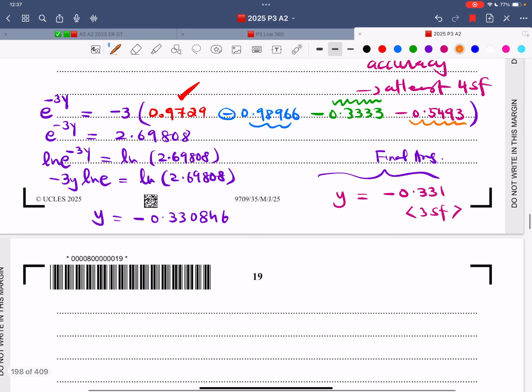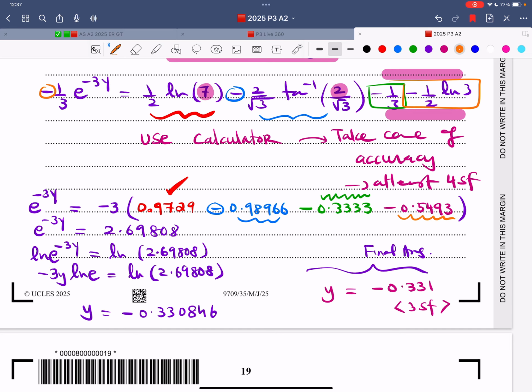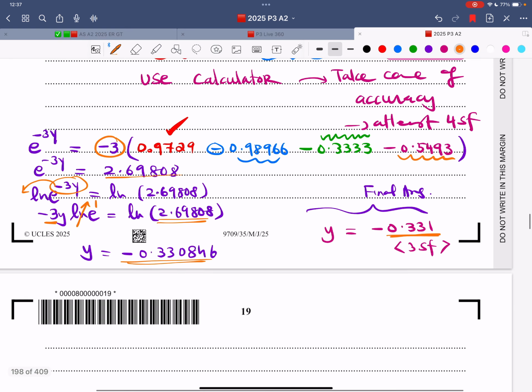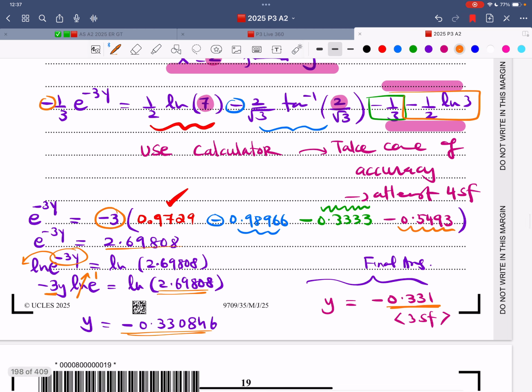So now this 3 and this minus, I took it on this side, I multiply, I get this thing. Now take ln of both sides, e raised to power of minus 3y, this comes down, ln e becomes 1. Take ln of this thing, divide by negative 3, we get this answer, round it off, that is the final answer. Have a good look at it.